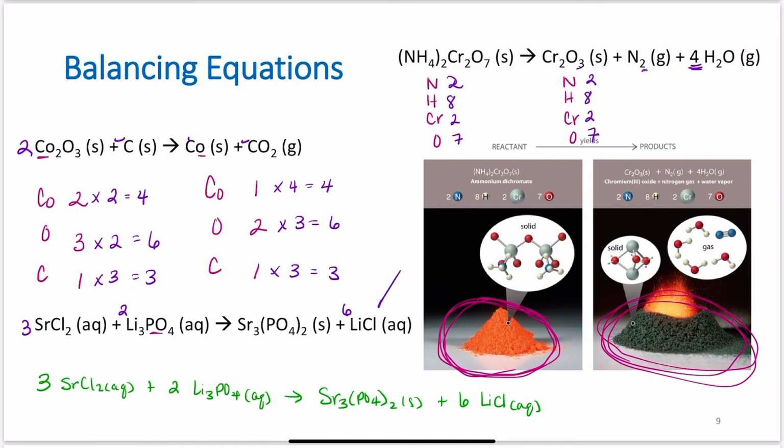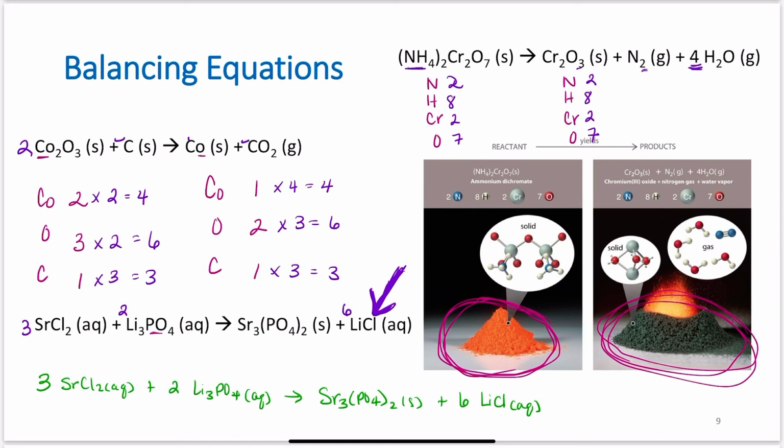So in the example here, with the strontium chloride reacting with lithium phosphate, the phosphate stayed together. We could balance that phosphate as one single unit. You are welcome to write it out. If you wrote this out looking at phosphorus and oxygen, you would see it does still in fact balance. It has to. The law of conservation of mass states it must balance. But it just makes it faster and easier for us to leave the polyatomic together.